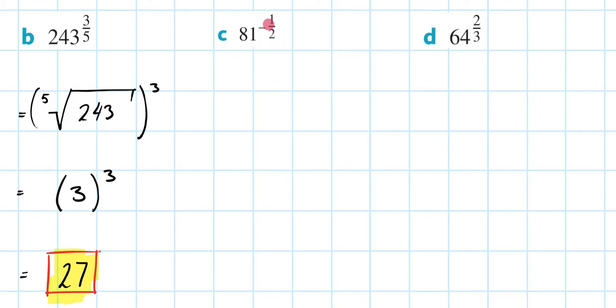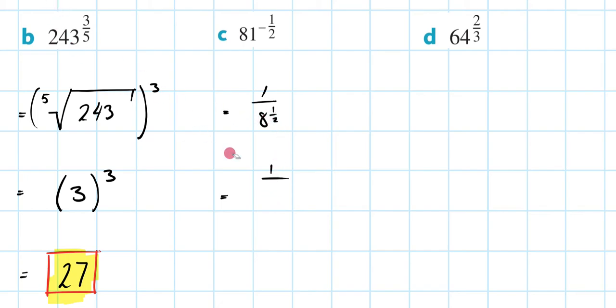We have this, and the first thing that we should notice is that we have a negative index here. So what I'm actually going to do immediately is bring that down into my denominator in order for it to be positive. So I'm going to be left with 81 to the power of 1/2. Now we know what this 1/2 is. It's just a square root. So it's going to be 1 over the square root of 81.